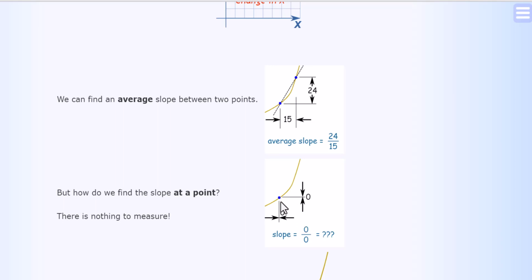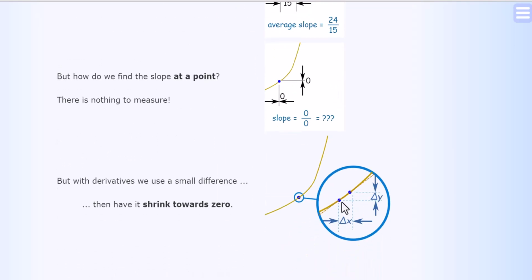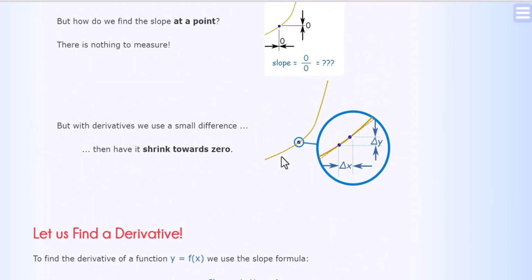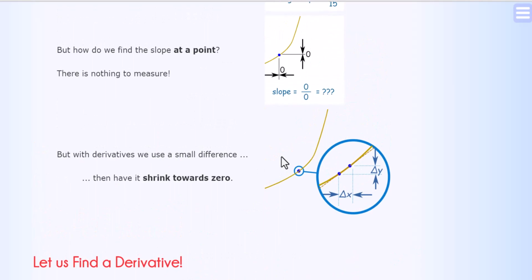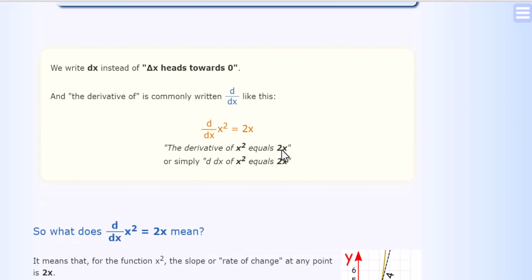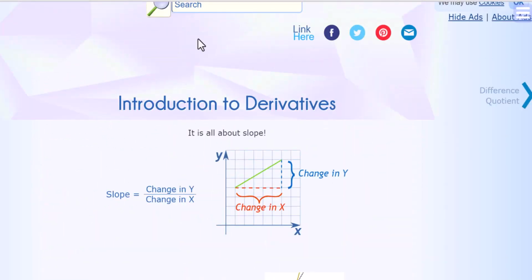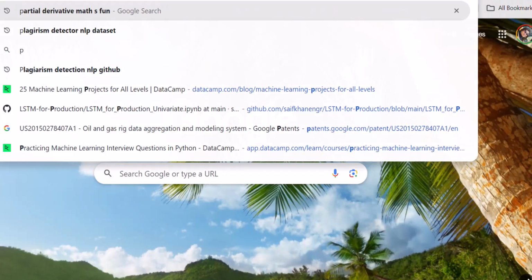For a single point we cannot say the slope is 0 by 0, because that does not make any sense. So to find a slope at a particular point, we use a very small difference between 2 points, and we do that with the help of the derivative. The slope at a point where delta y tends to become 0 is called the derivative. You can go into detail where they have shared an example to find the derivative of a function, x square. Let's move further to something called partial derivative, which we are actually using.